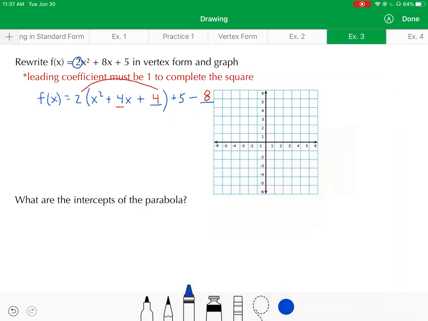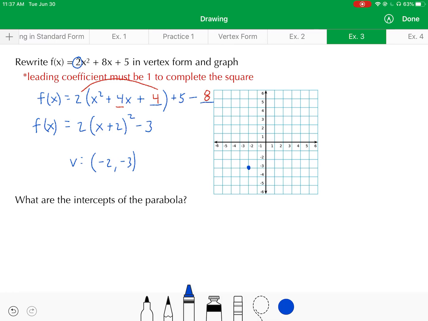Now we can factor 2 times the quantity x plus 2 squared subtracted by 3. There's our vertex form, and now I can tell you my vertex is the point of -2, -3. So let's go ahead and plot that right there.